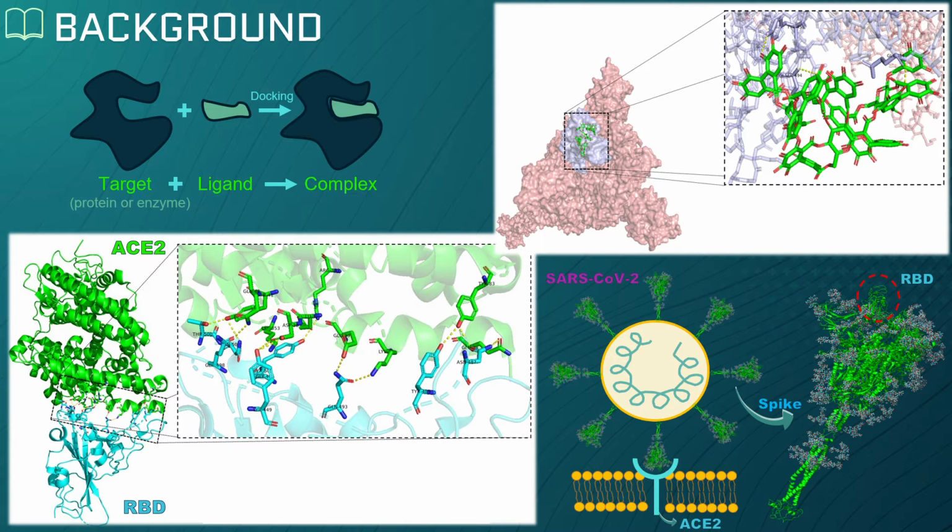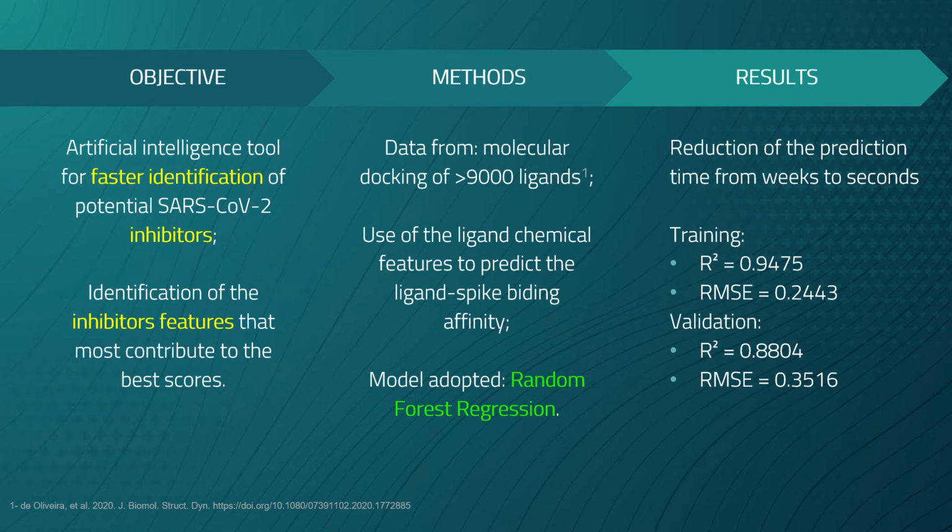Molecular docking is one of the fastest tools for screening of potential ligands. Even so, a personal computer can take months to analyze many ligands. Additionally, in general, molecular docking works do not study the properties of the ligands that influence the binding energy with the spike. We developed an artificial intelligence tool for faster identification of potential SARS-CoV-2 inhibitors and to help understand and identify the inhibitor features that most contribute to the best scores.